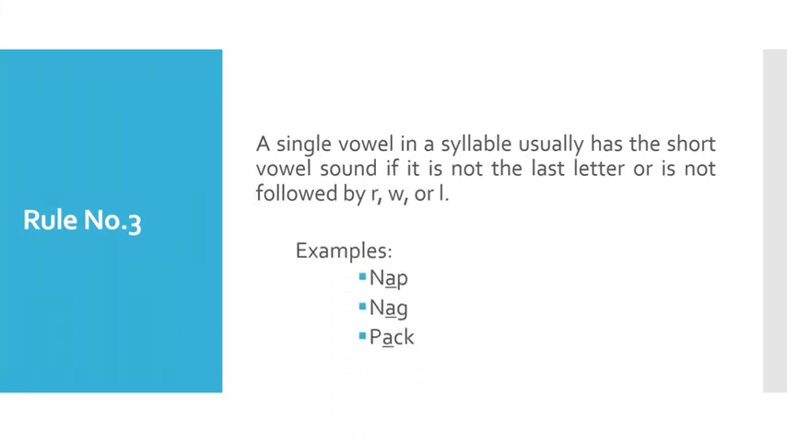For example, here we have nap, nag, and pack. You see, I used the vowel A, which is in the middle, hence it has to be pronounced in a short vowel sound, especially, yes, according to the rule, not followed by R, W, or L, because if it is followed by any of these consonants, it would be changed into a long vowel sound, just like grow, roar, and goal. Of course, we also have to take note that a single vowel in a closed syllable, or short vowels that end with a consonant, are usually read in a short vowel sound.